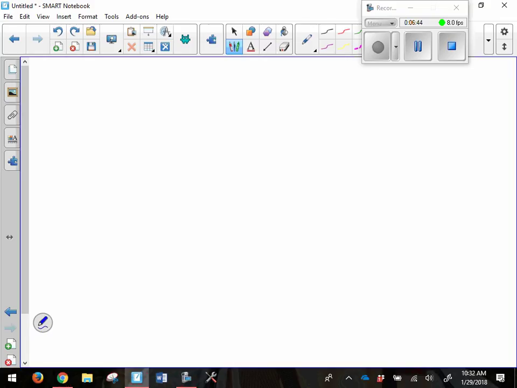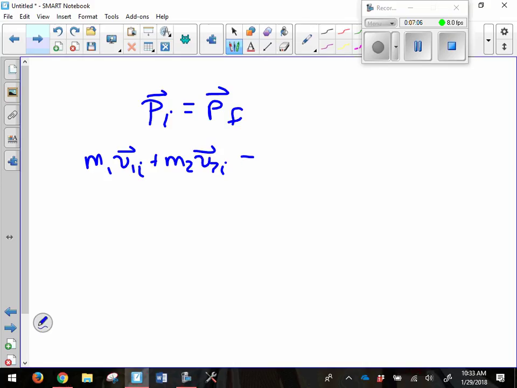Okay, so I know that my initial momentum is going to be equal to my final momentum. It's always useful to write down the momentum for each object. So I've got m1 v1i plus m2 v2i is going to be m1 v1f plus m2 v2f.